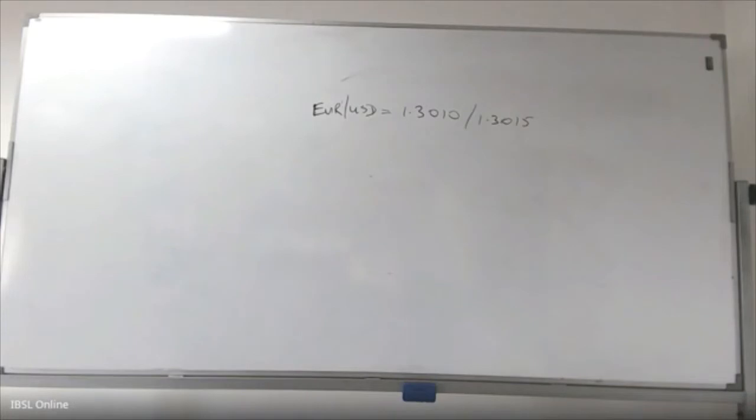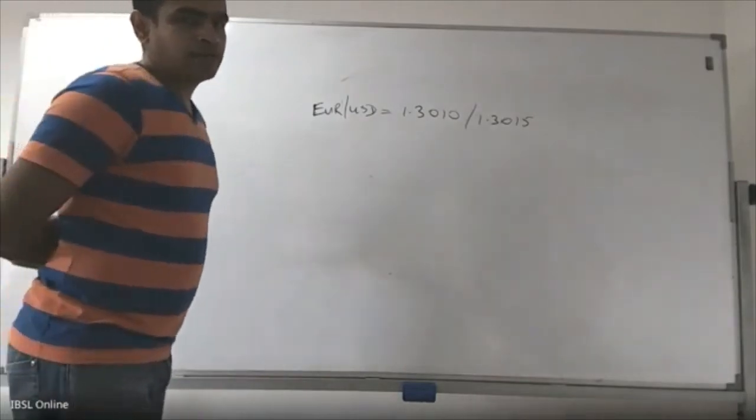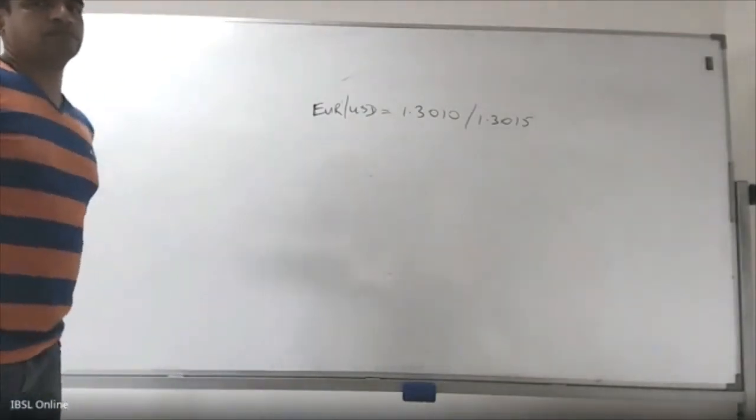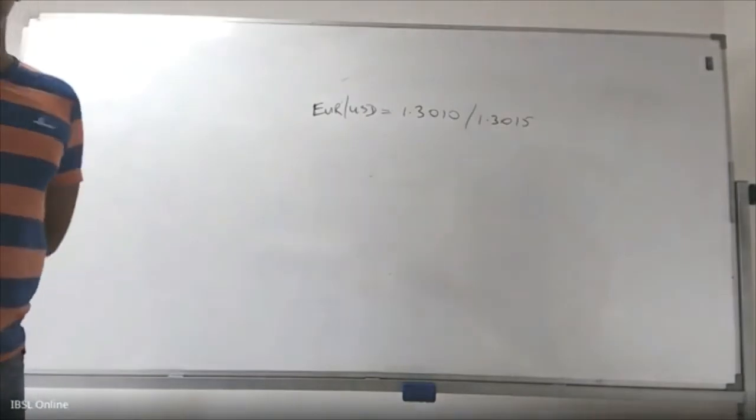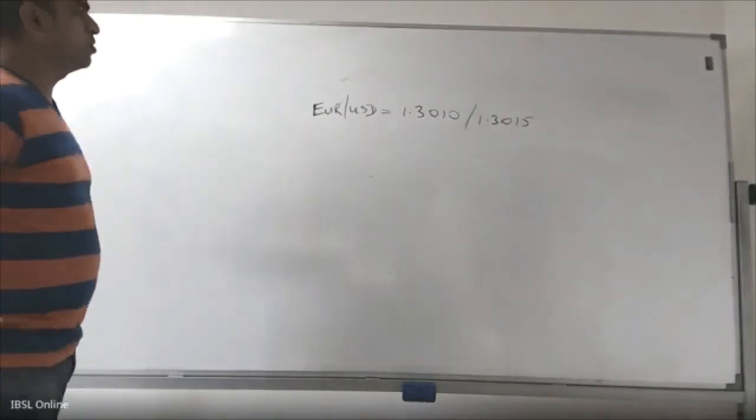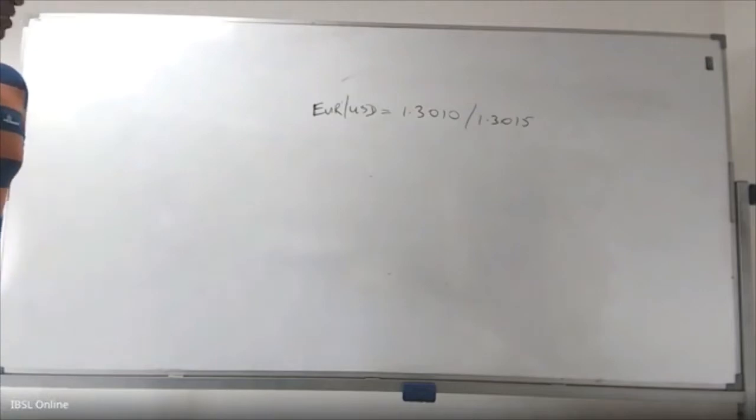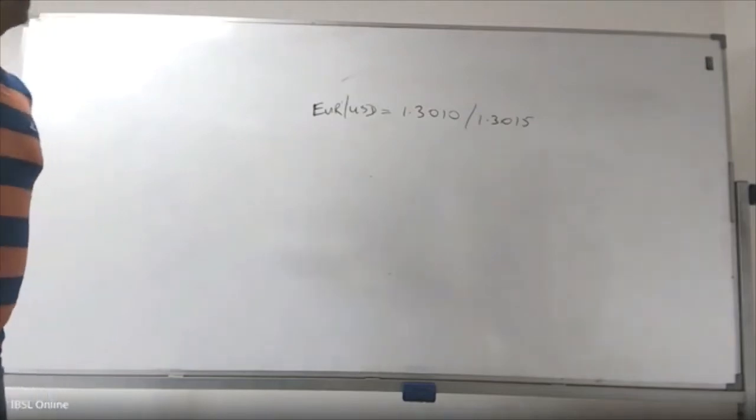First step is to identify the base. Right? Base is the euro. At what rate can you buy dollars? Base is euro. If you are buying dollars, you are selling euro. So you are selling the base. You will sell the base at the bid, 130.10.